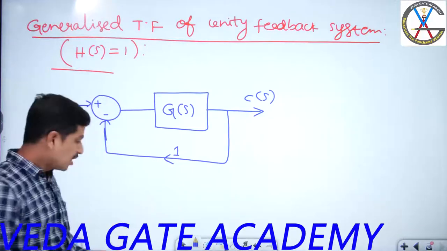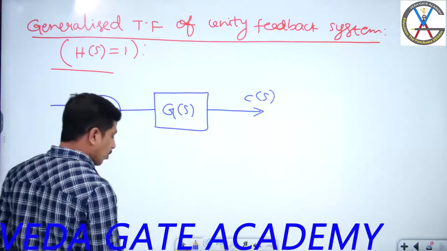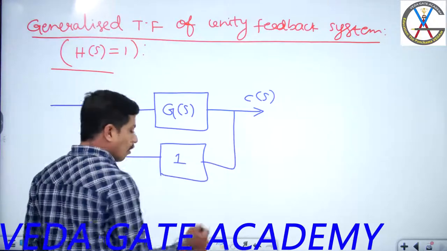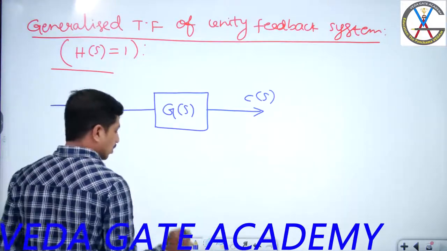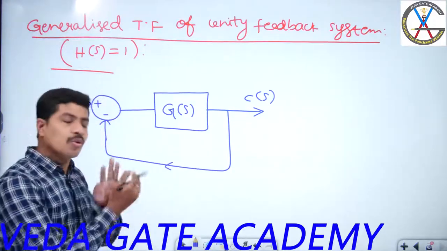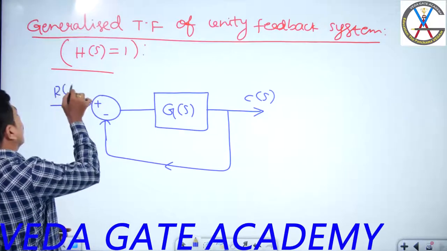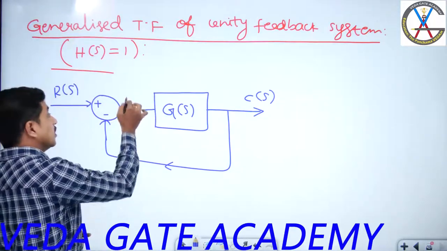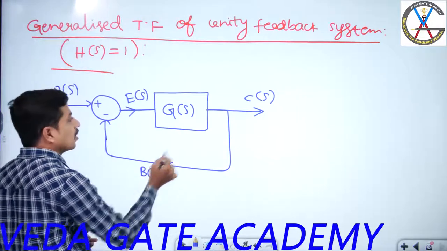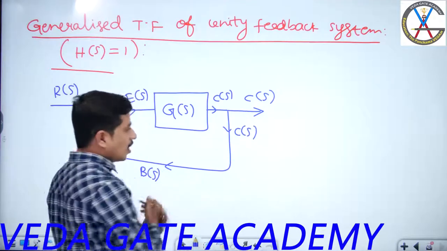See, in 3 ways: nothing you mention, or put a box like this and you put 1, or directly you put 1 here, that's it. Or you don't put even 1, not a matter, it is called a unity feedback control system. This is R of s, this is C of s, this is E of s, and this is B of s, which is also C of s.